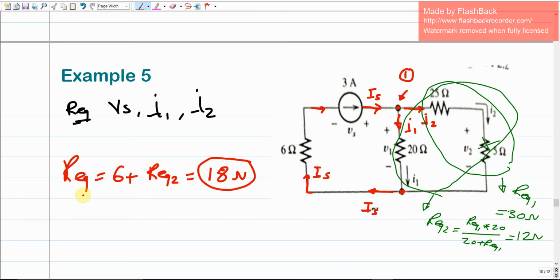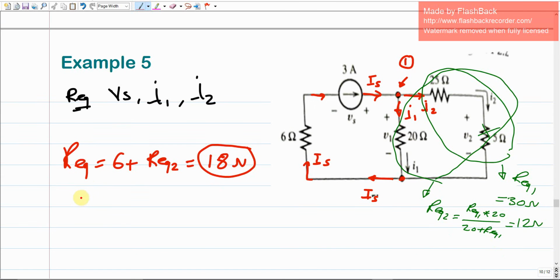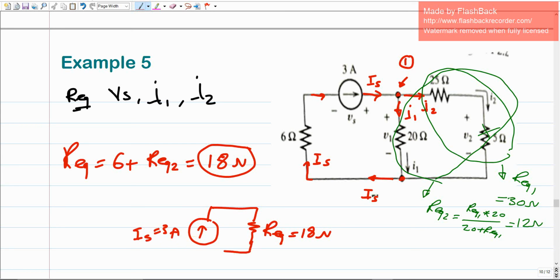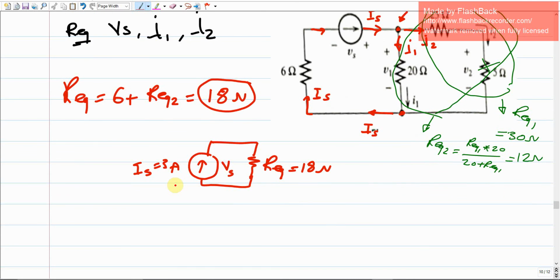Make sense? What's next is just to find either the current or the voltage. It depends on the unknown. Now we simplified this electrical circuit into this simplest form. We do have R equivalent with 18 ohms, and we do have a source. But now in this case the source is just 3 ampere. This should be the Is. It is a current source, and there should be Vs here, which is the unknown voltage. This is one of the requirements.